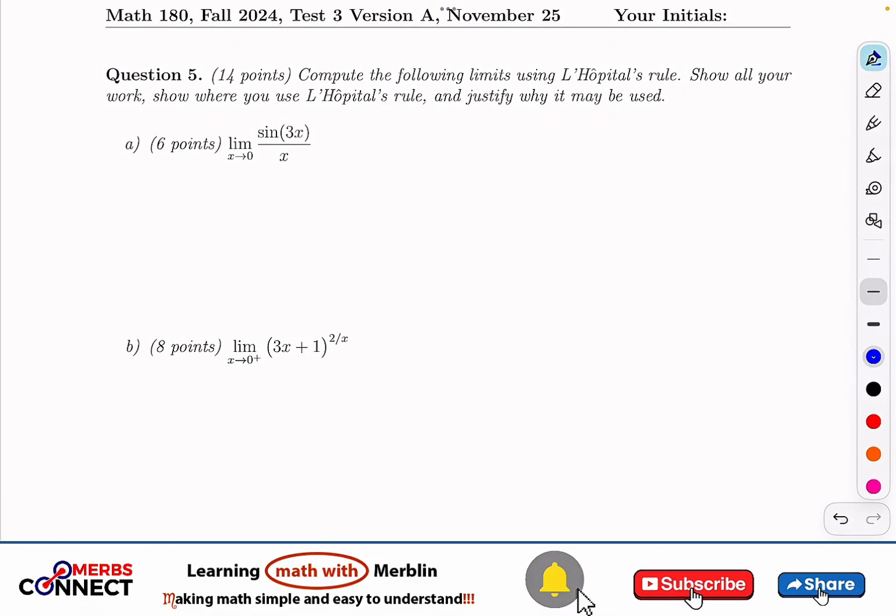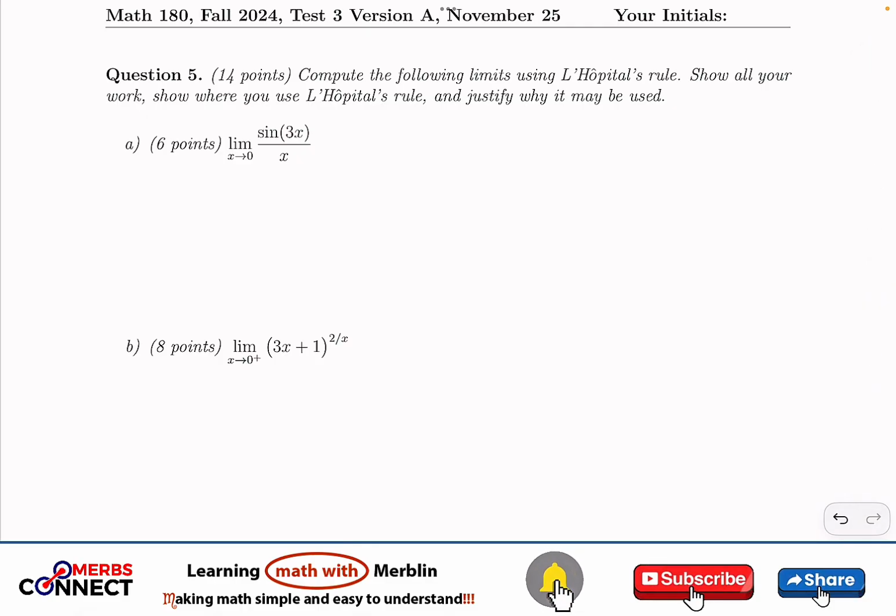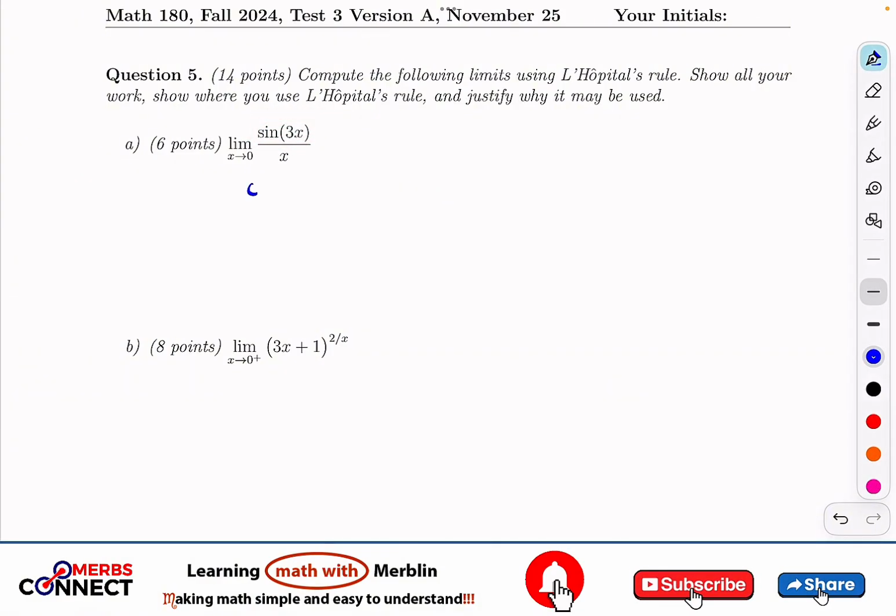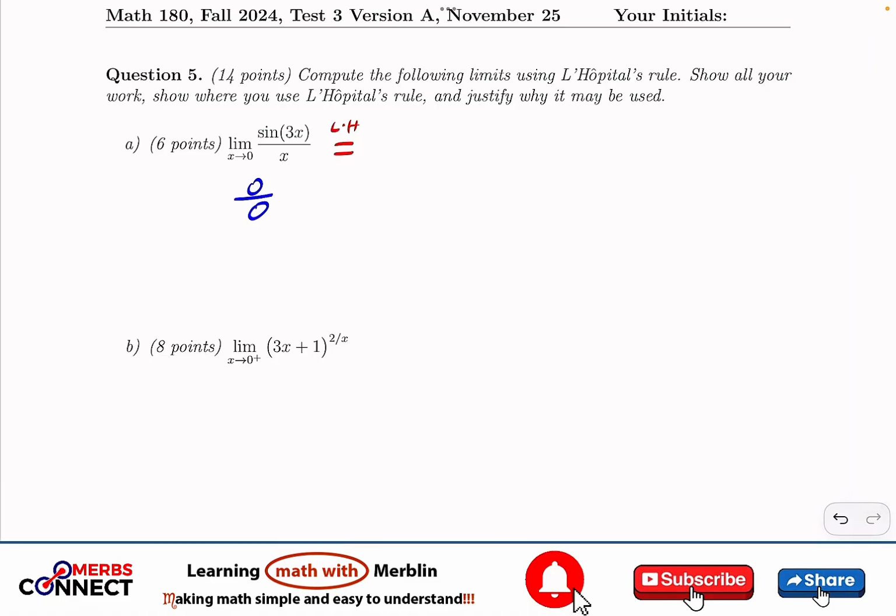Let's look at question 5, in which we are going to use L'Hopital's rule. For L'Hopital's rule, we need to test it first. So let's plug in 0 and see what happens. What is sine 0? Sine 0 is 0, and when I plug in 0 in the denominator too, we get 0 over 0, so I can use L'Hopital's rule. L'Hopital's rule tells us that if this is true, then we just differentiate the top and the bottom.